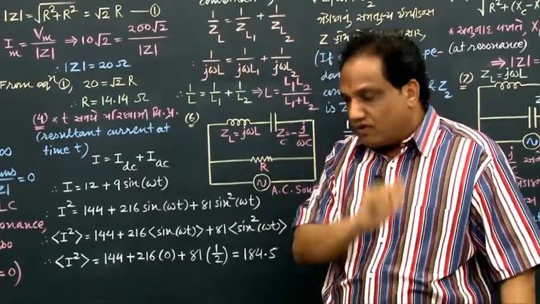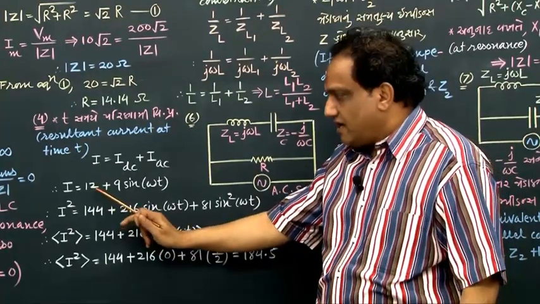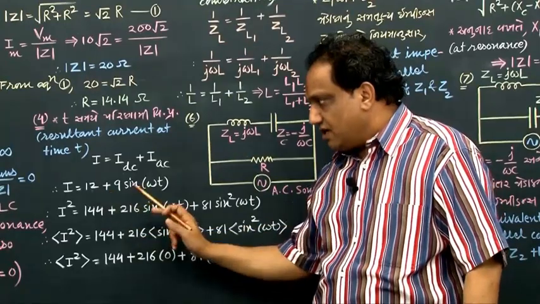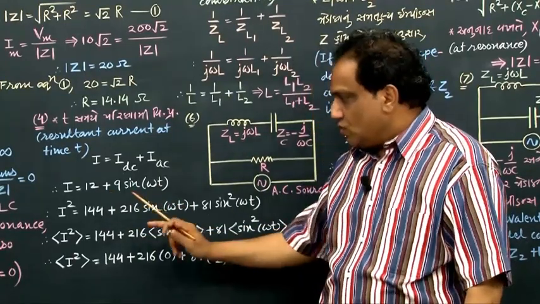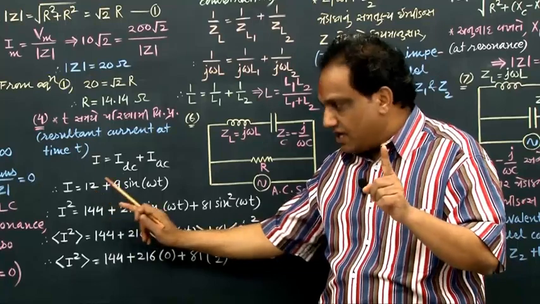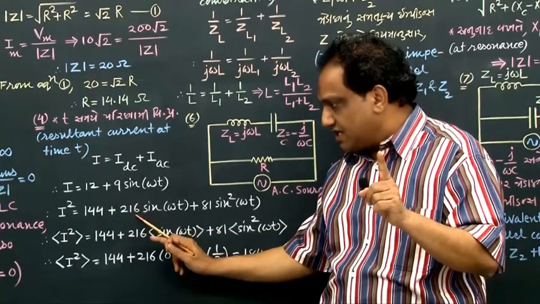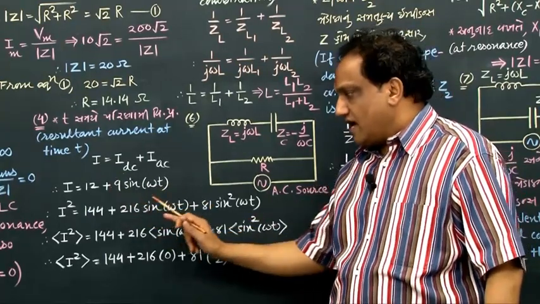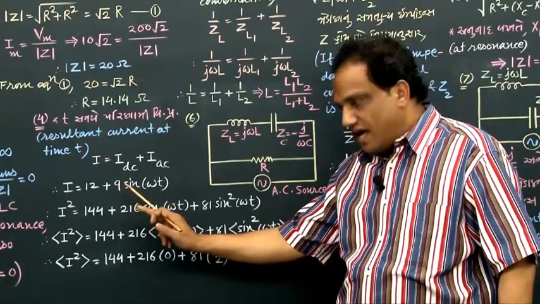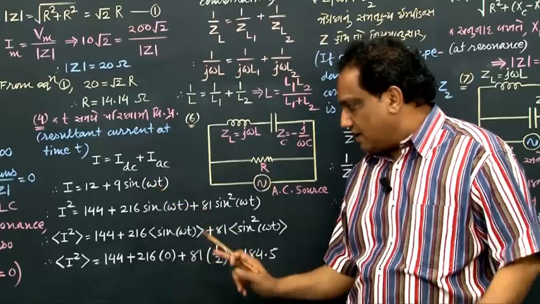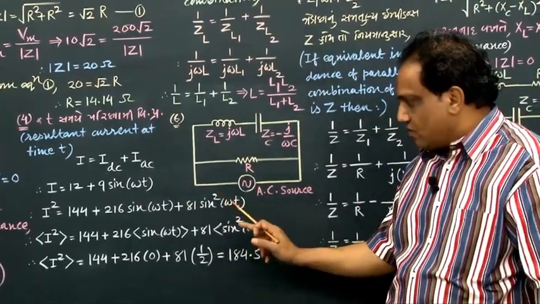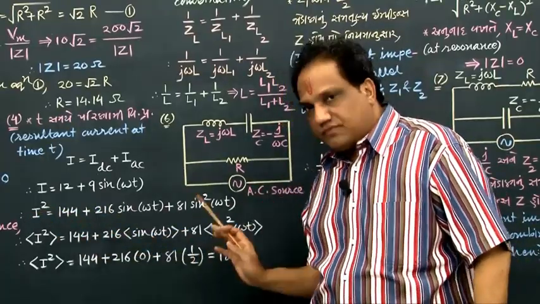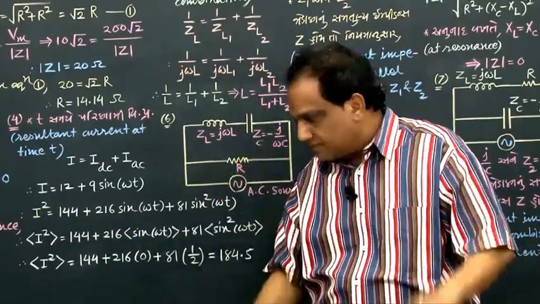So square of first term, square of 12 is 144, plus 2 times first term into last term, 2 into 12, that is 24 into 9, it is 216 sine omega t, and plus square of last term, square of this will be 81 sine square omega t. Got it? Now just take average of all the terms.